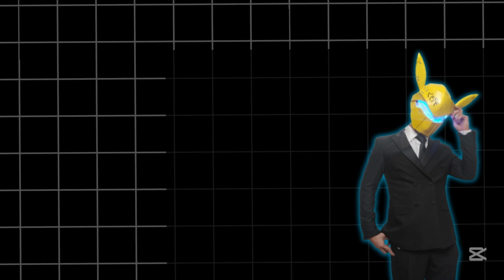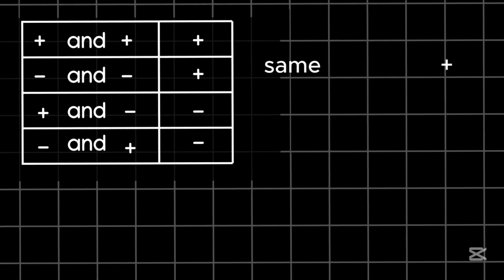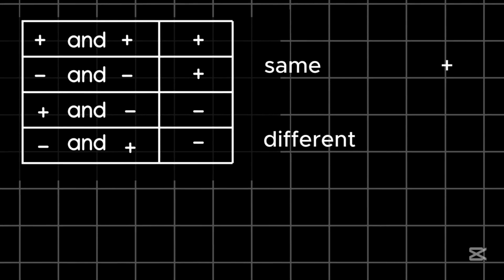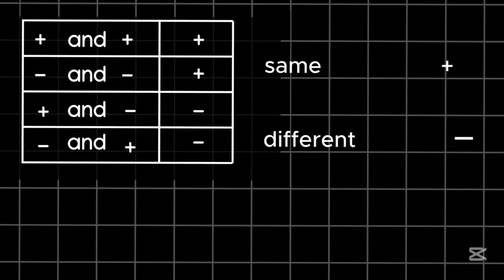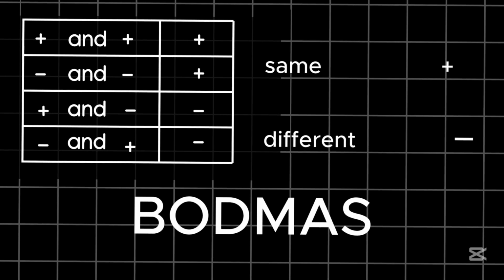So for these sums, just remember your rules. If we multiply the same symbols, we get a positive number. If we multiply different symbols, we get a negative number. And remember your BODMAS, because you will get sums that will test your BODMAS.